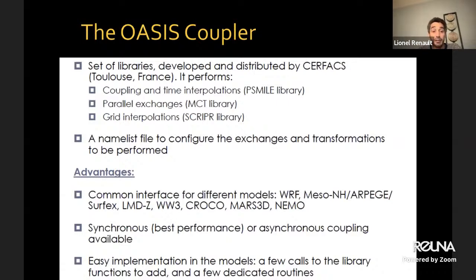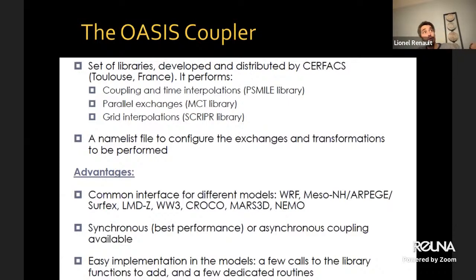And it has a lot of advantages. First, it is already coupled to many models. For example, WRF, as I said, MesoNH, Arpège, Surfex, and LMDZ, which is another atmospheric model, WaveWatch, CROCO, Mars 3D, NEMO, and many others actually. And it allows 2 ways of coupling: synchronous coupling, so if we have 2 models, the 2 models will run at the same time. And asynchronous coupling, it's not very performant, so I won't advise using it that way.